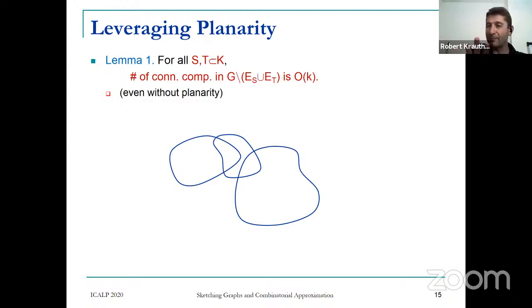But the bound here is only different between K and K squared, so actually I'm not sure it's even worth mentioning this lemma at this kind of talk, but high level. The second lemma is the important one.